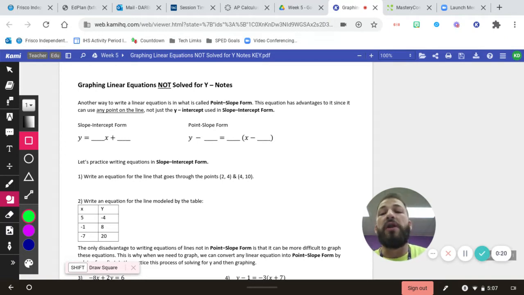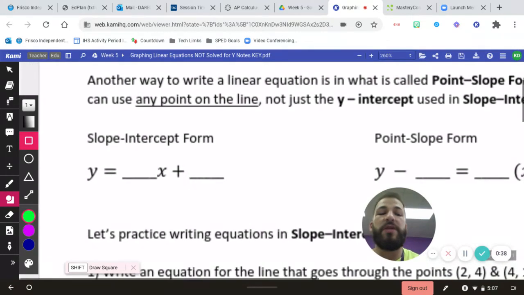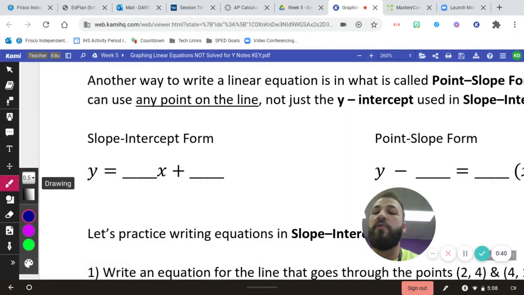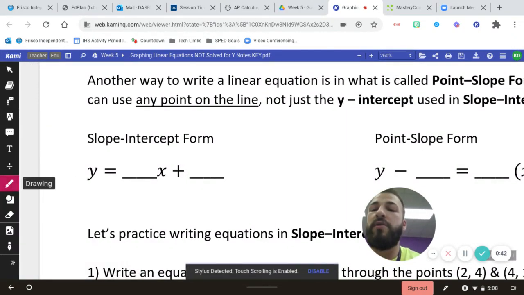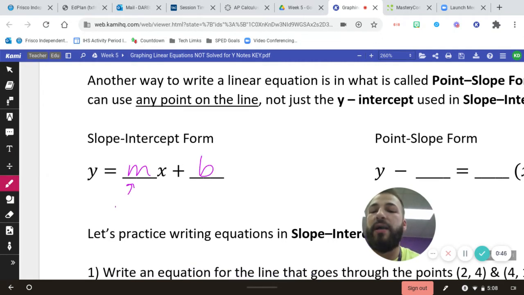Okay, so another way to write a linear equation is in what is called point-slope form. This equation has advantages since it can use any point on the line, not just the y-intercept used in slope-intercept form. Slope-intercept form is what we are used to. It's our good old y equals mx plus b, with m representing our slope and b representing our y-intercept.